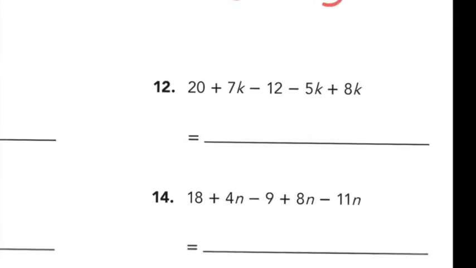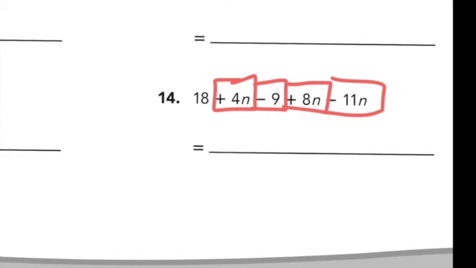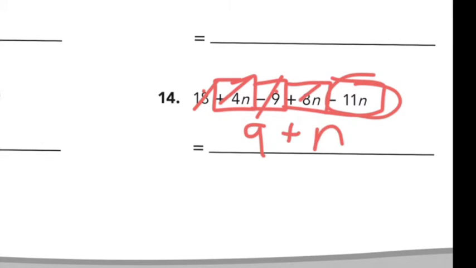All right, so let's do one of these down here. Number 14, box it out. So I have 18 plus 4n minus 9 plus 8n minus 11n. I have an 18. I can combine it only with the terms that do not have a variable. So 18 minus 9, I'm going to cross them out when I do it, is 9. Then I have plus 4n plus 8n is 12n. 12n minus 11n is just n. So it's going to be plus n. Okay, so those are fairly easy.